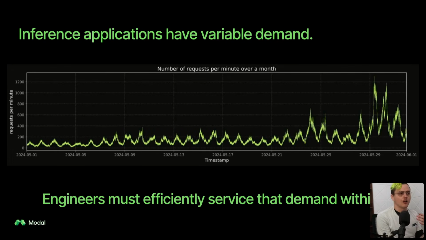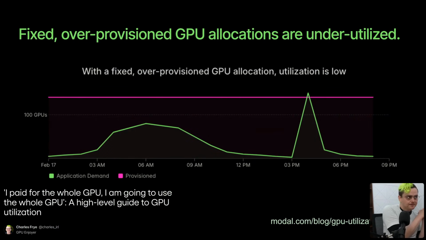You need to be able to service that demand within some SLO, maybe we want to respond within 1 second. But you also want to service that demand efficiently, so you want to not break the bank servicing this highly variable demand. So the dilemma that you get put in, especially with really expensive hardware like GPUs, is a tricky one.